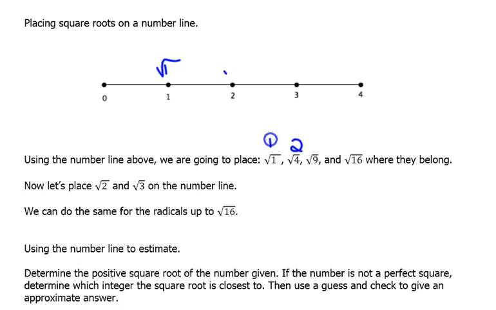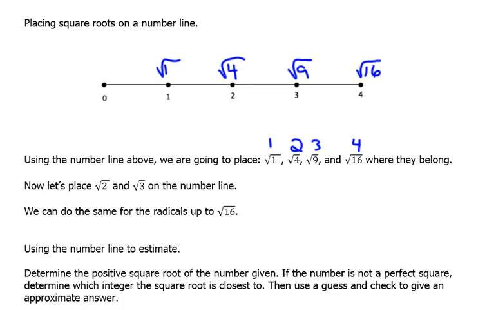So right here, I can put the square root. Oops, sorry, I did that wrong. Anyway, the square root of 4 is up here. The square root of 9, we know, is 3, so I can put the square root of 9 here. The square root of 16 is 4, so that one would go up there.